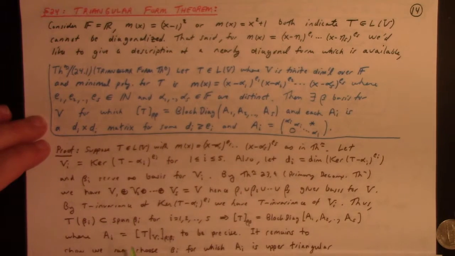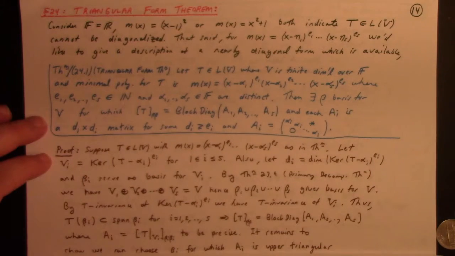In particular, you can be more precise about this. You could say A_i is in fact the matrix of T restricted to V_i. That makes sense because of this condition right here. You can restrict T to the subspace V_i, and it will be a mapping back into V_i again, right?